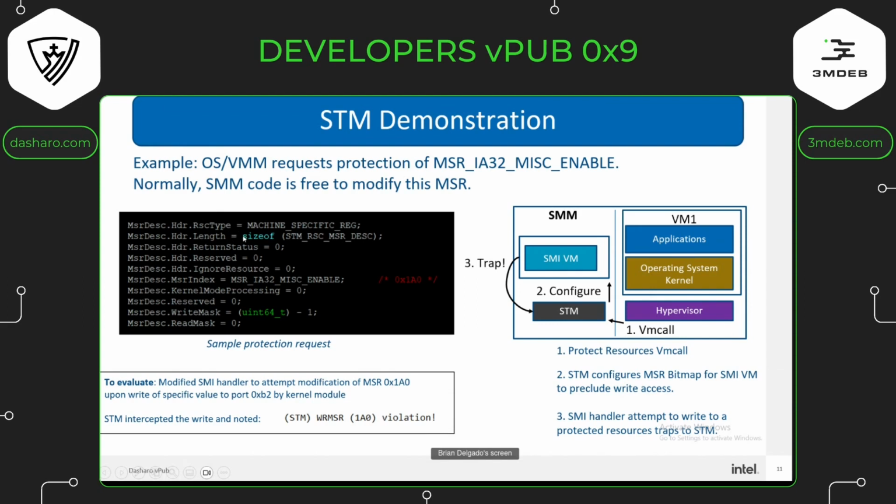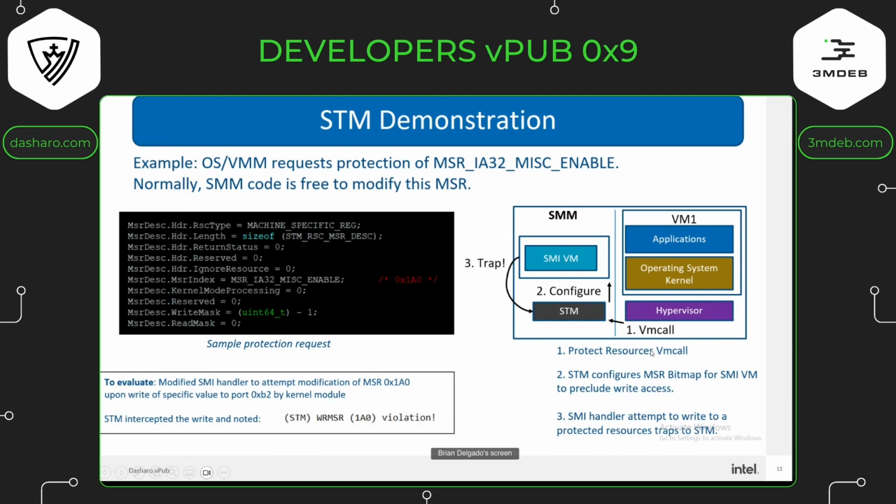And so, here's an example of one resource descriptor that requests the protection to prevent the BIOS SMI handler from writing to this particular MSR. The flow to incorporate that would be, we run this hypervisor launch sequence, and there are actually several VM calls that happen, but the one that's important to this example is before we bring online the STM fully, we've pre-provisioned the policy that we want the STM to enforce.